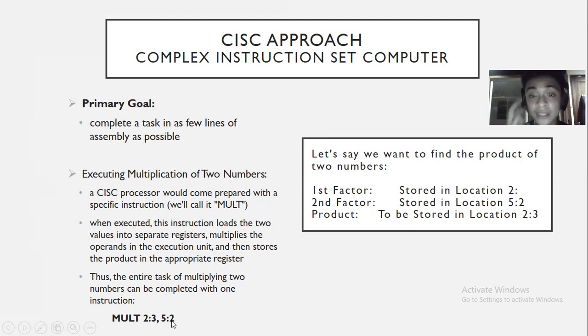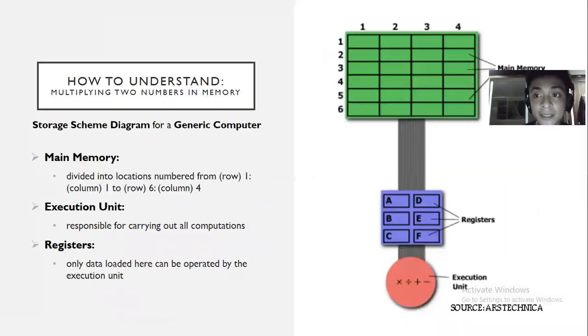We multiply those numbers, and then it's going to store the product in the appropriate register, which is in this case the first parameter, which is 23. So in just one line of code, mult 23, it was able to do three things. It was able to load the two values into separate registers, multiply the operands in the execution unit, and then store the product in the appropriate register.